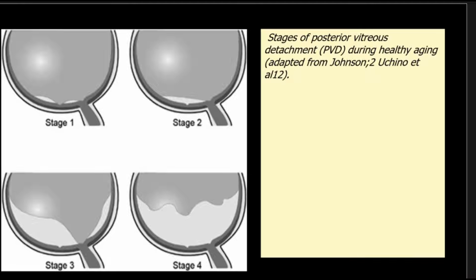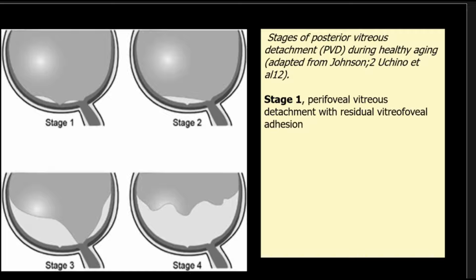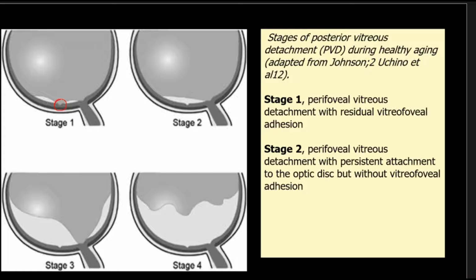Now, we know that the vitreous has started to separate from the neurosensory retina, and that is known as the posterior vitreous detachment. So let us take this opportunity to understand the various stages of a PVD. Stage 1 is when there is perifoveal vitreous detachment with residual vitreofoveal adhesion. It means that the vitreous has separated from around the fovea, but it is still attached at the fovea. Stage 2 is when there is perifoveal vitreous detachment with persistent attachment to the optic disc but without vitreofoveal adhesion.